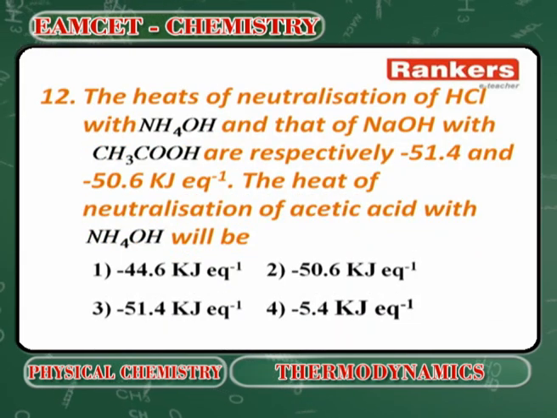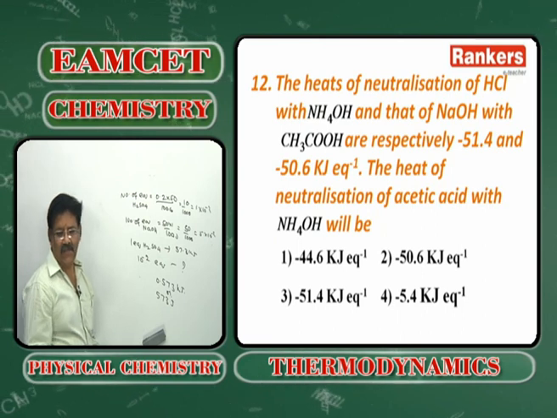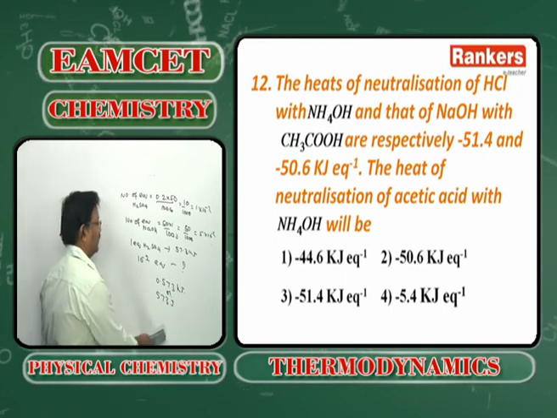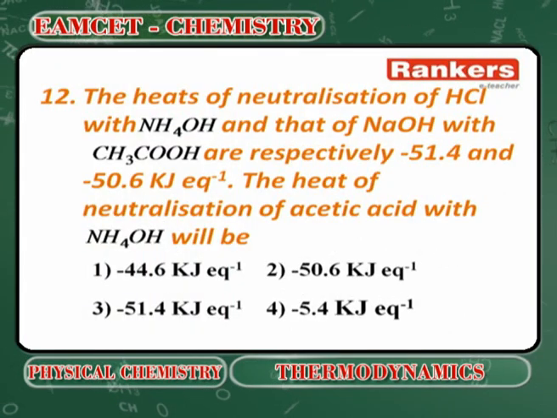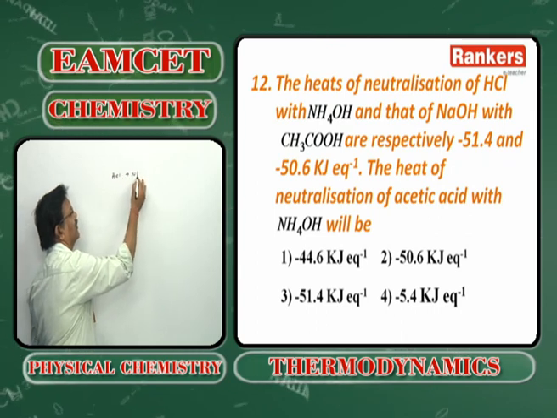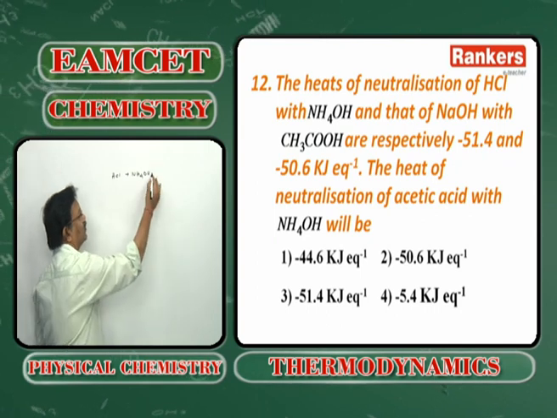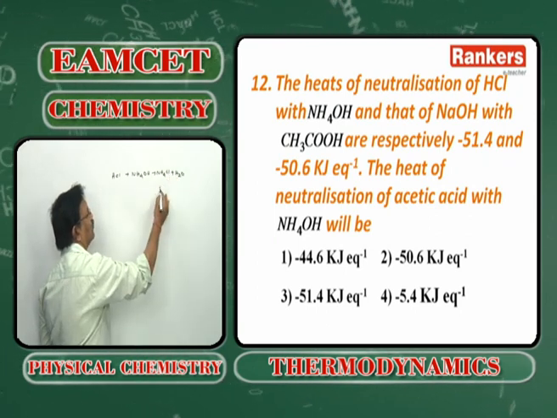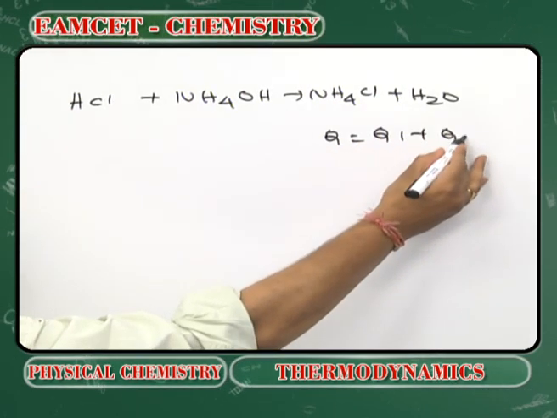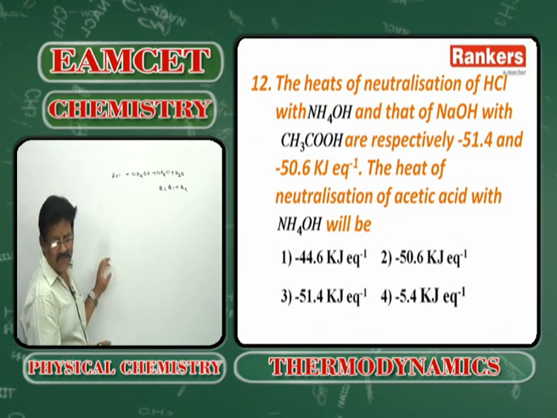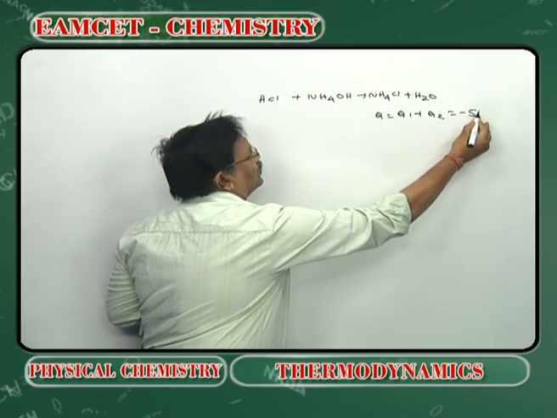Next. The heats of neutralization of HCl with NH4OH and that of NaOH with CH3COOH are respectively minus 51.4 and minus 50.6. What is the heat of neutralization of acetic acid with NH4OH? So, for the first, heat of neutralization of HCl with NH4OH, what is the equation? HCl plus NH4OH gives NH4Cl plus H2O. Here Q is equal to Q1 plus Q2, which is equal to minus 51.4 kilojoules.